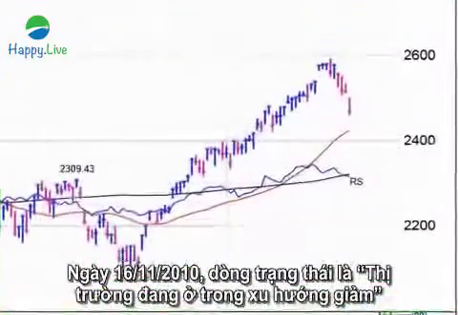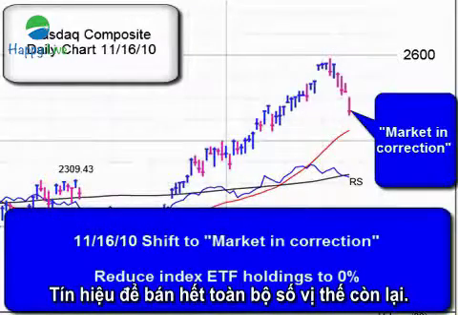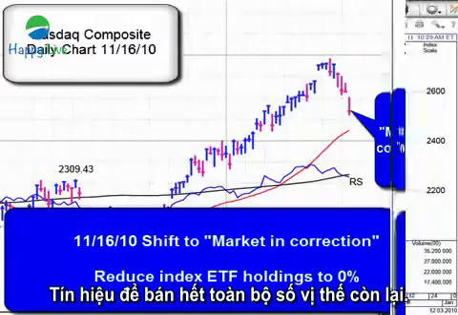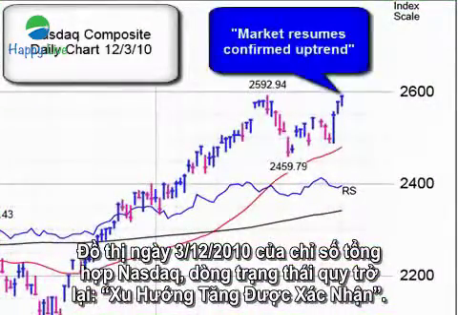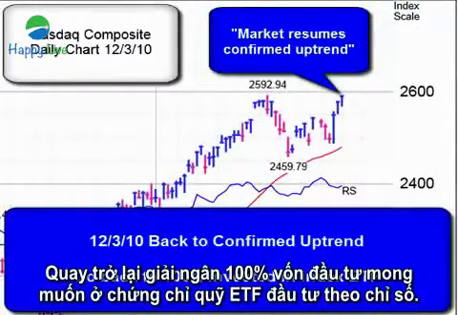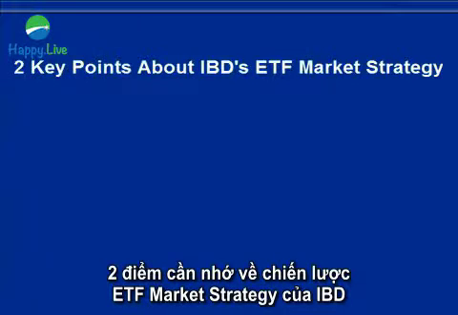A few days later, on November 16th, the Market Pulse shifted to market in correction. That meant it was time to move safely to the sidelines and cut your ETF holdings to 0%. A couple of weeks later, the Market Pulse changed to market resumes confirmed uptrend. So once again, we were back in an uptrend, and that was your signal to again establish your full position in the index ETF.